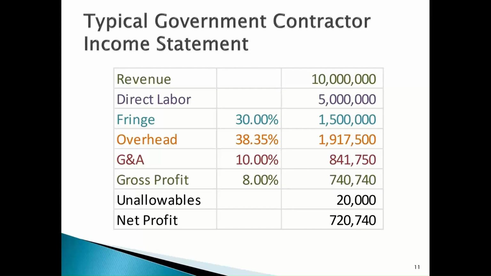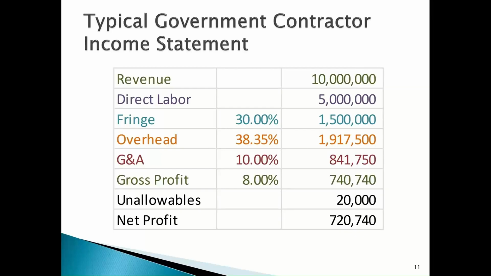Now, I simplified these examples, and so I don't have direct labor, overhead labor, G&A labor. I kind of lumped them all together. And I did this because I wanted to give you a super simplified mathematical example. So if I have 10 million in revenue, 50% of that might be direct labor for $5 million. I'm going to apply 30% fringe, which is 30% times $5 million, is $1.5 million.